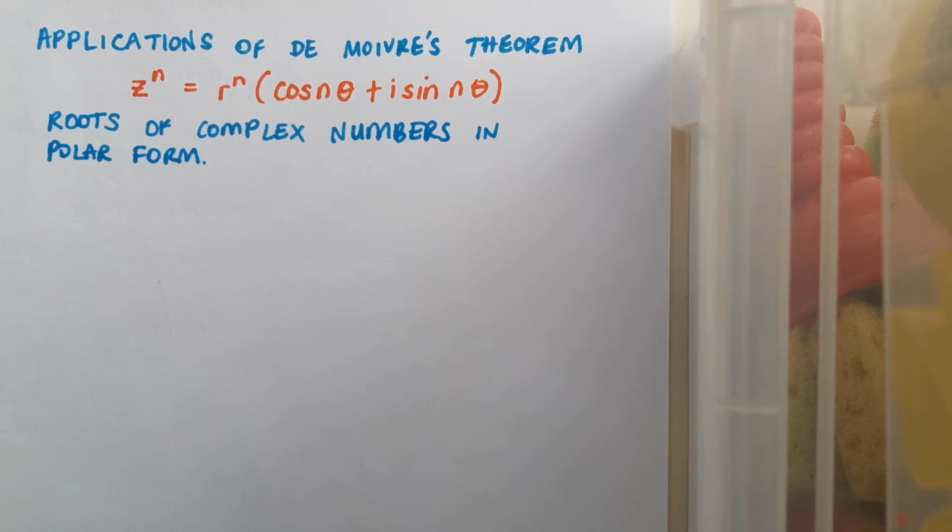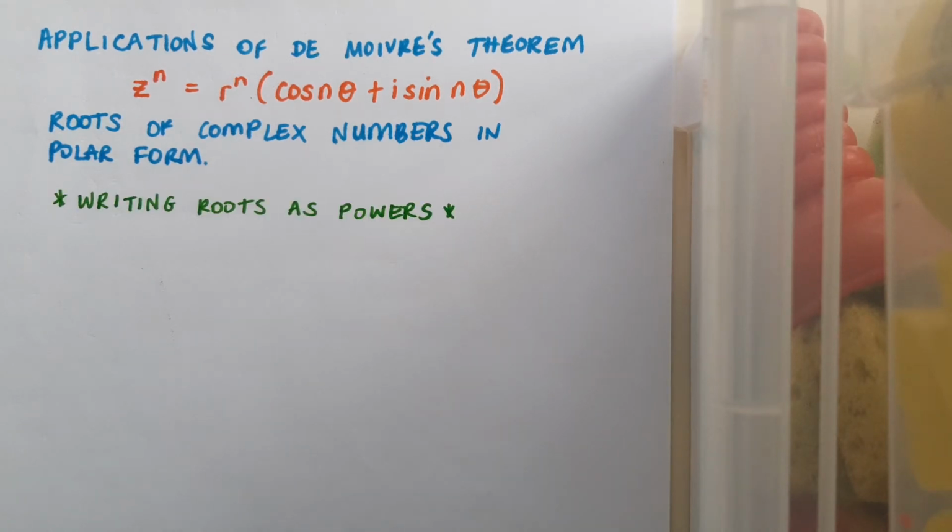This video is about applications of de Moivre's theorem, and specifically it's about the roots of complex numbers in polar form and how to find them. So the first thing that we need to know before we can begin to actually apply de Moivre's theorem in this context is how do we write roots as powers?